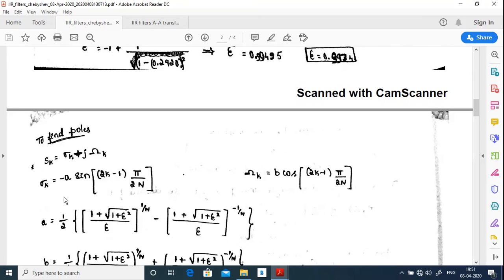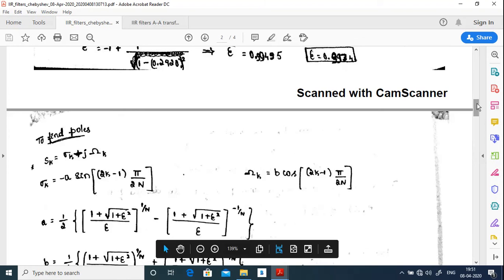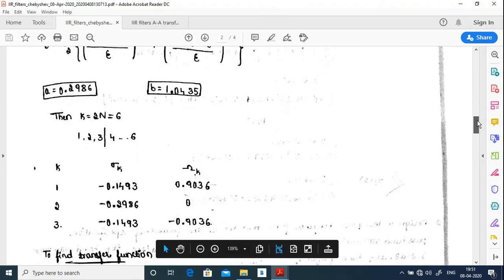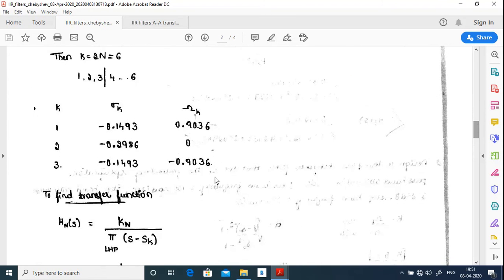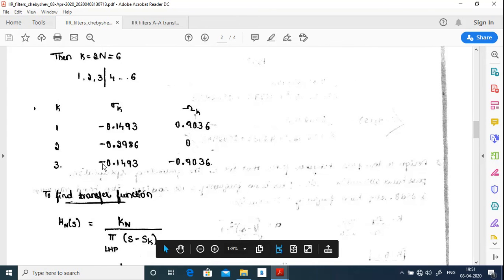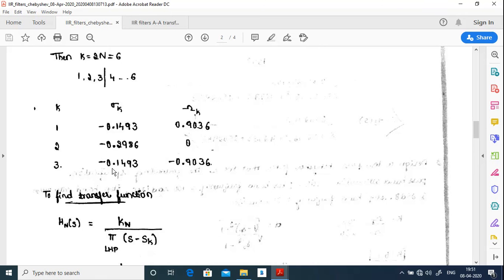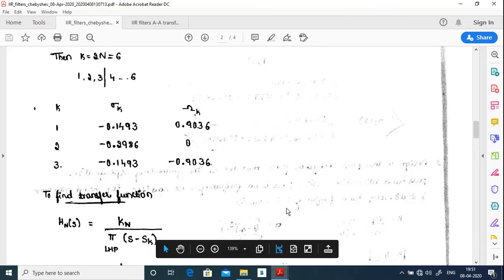So you need to use this particular formula. Substitute that in these equations as well, and definitely you'll get back the same answer. And then similarly for the next value of k, you will get sigma k as minus 0.1493 and omega k as minus 0.9036.